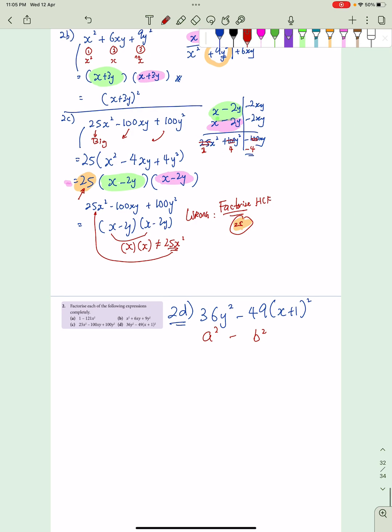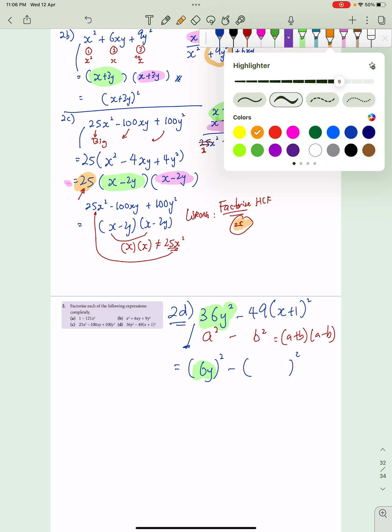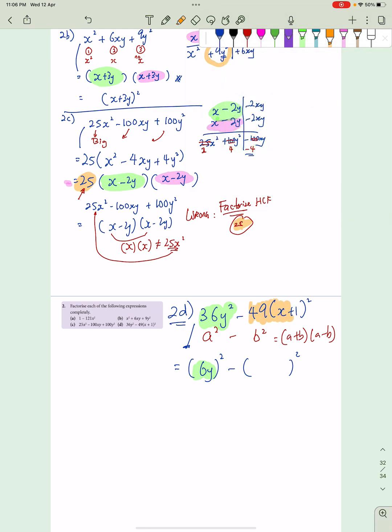But it looks too complicated. So I know the final answer is like a plus b and a minus b. But since it's very complicated, I recall that I want to build that skeleton. So I want to ask myself, what exactly can I put inside this? So the first question will be then, what square will give you 36y squared? So be very careful. It is actually 6y, not 36y, right? So the second question, what should I put inside the second bracket so that I can get 49 and then x plus 1.